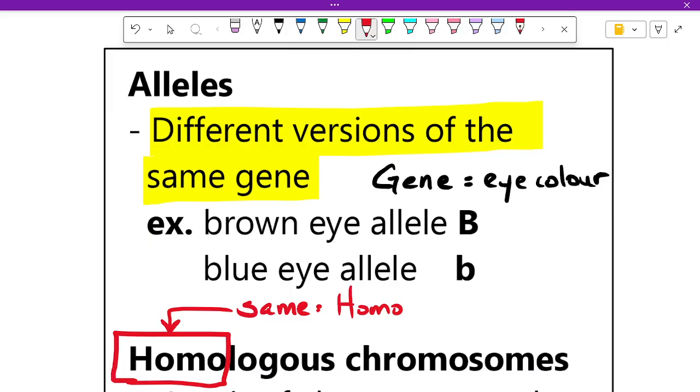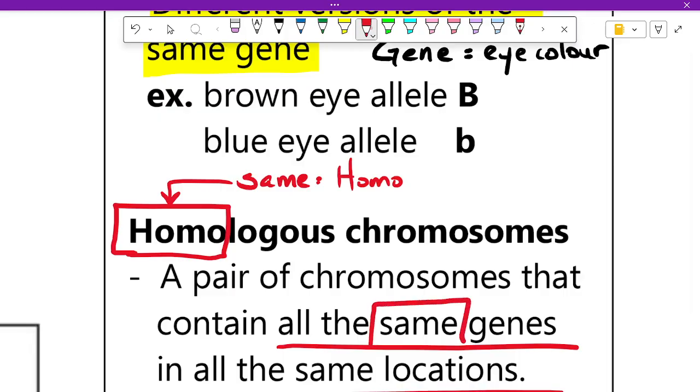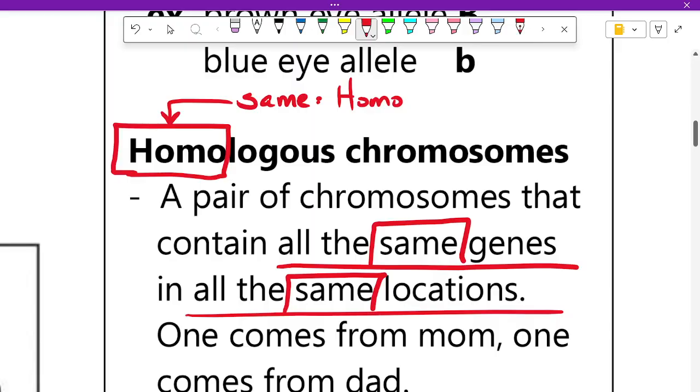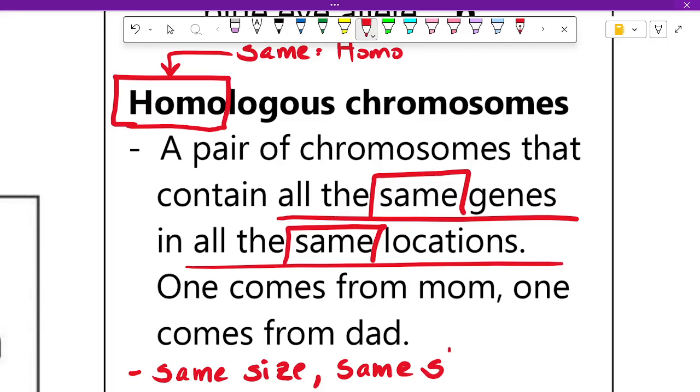Okay, so if you have homologous chromosomes, that means they contain all the same genes in all the same locations. One comes from mom, one comes from dad. They are the same size and they are the same shape. The only one where that is not the case is for the X and the Y chromosome. The X and the Y chromosome are very different sizes and shapes. Yes.